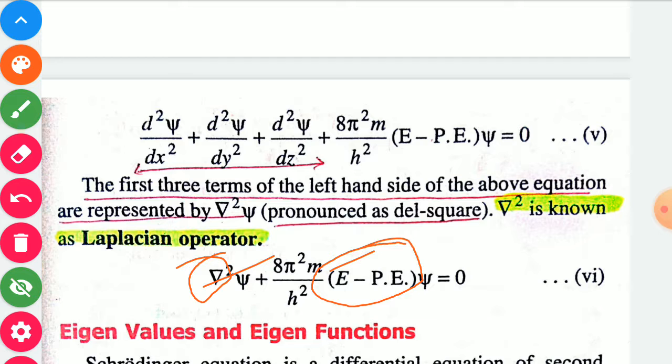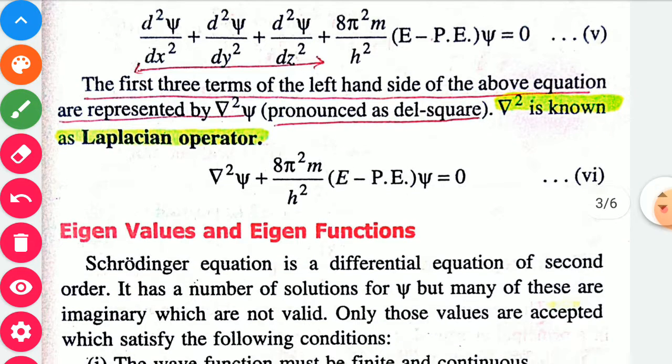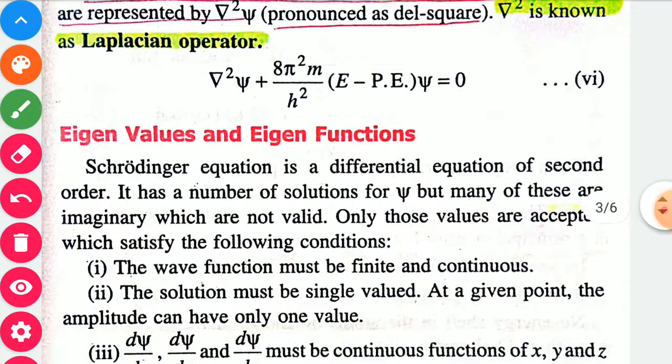Now the next point in Schrodinger wave equation, in wave mechanics, is eigenvalue and eigenfunction. Schrodinger equation is a differential equation of second order. It has a number of solutions of psi, where psi is the wave function, but many of these are imaginary, which are not valid. Only those values are accepted which satisfy the following conditions.